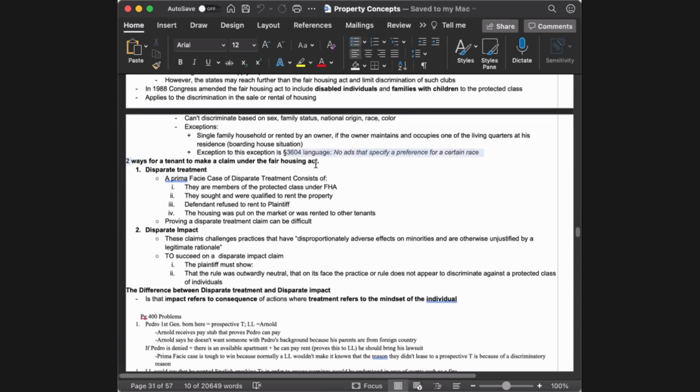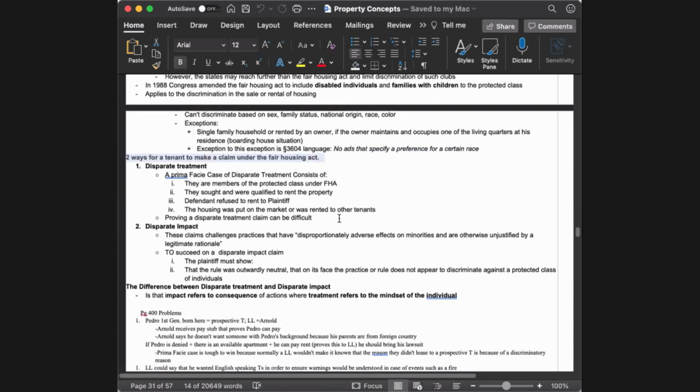There are 2 ways for tenants to make a claim under the Housing Act. This would be somebody who's been discriminated against and hasn't been able to get a piece of property or rent from a certain landlord, which they believe is covered by the Fair Housing Act. A prima facie case for disparate treatment consists of the following. They bring an action to show disparate treatment, and they need to prove these 4 elements for a prima facie case.